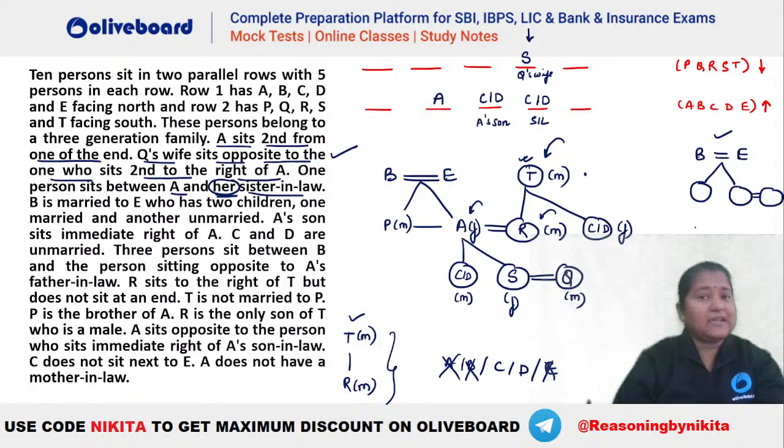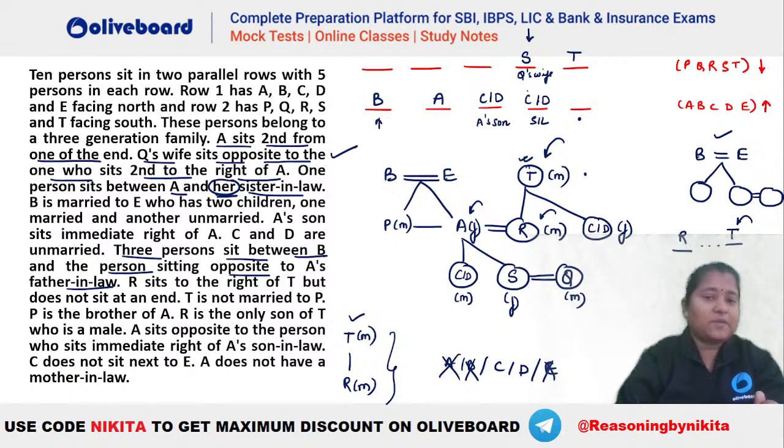Now we know that R and T are facing the south. So that means T has to be something like this and R has to be somewhere towards the right of T. Okay, this is the situation. Now it is given that three persons sit between B and the person sitting opposite to A's father-in-law. A's father-in-law means T. So you can see the only possibility will be T here because there should be three persons sitting between B and the person who is opposite to T. Right? So this will be the positioning of B and T. Now to the right of T we have to place R, but R cannot be at the extreme end, that is given. Okay, after that, let's see.